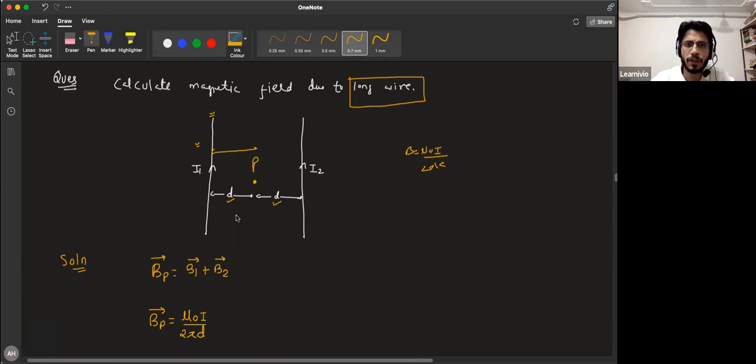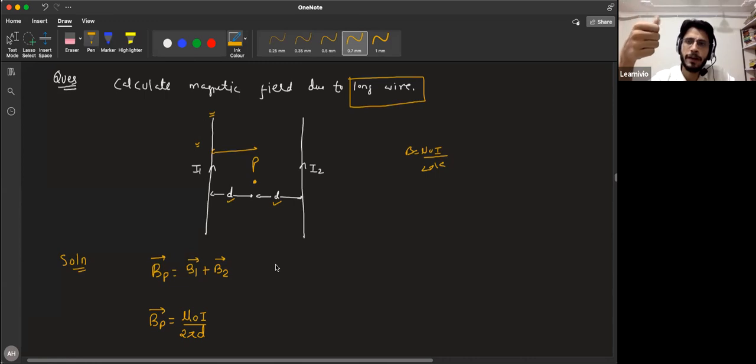What is the direction of the magnetic field here, Nabil? Inwards, outwards? What will be the direction of the magnetic field here? Apply the right-hand thumb rule. Nabil Ahmed, what will be the direction of the magnetic field at P? Inwards. Inwards is the right answer.